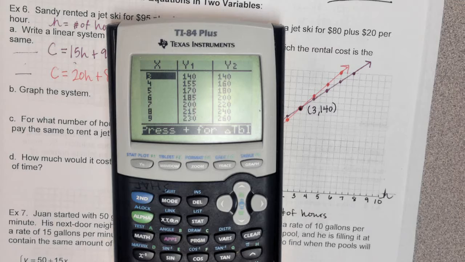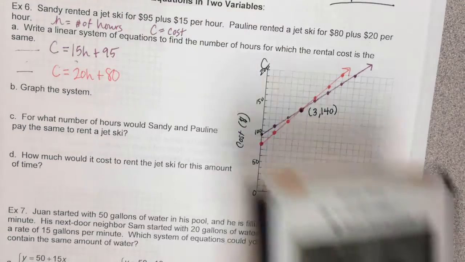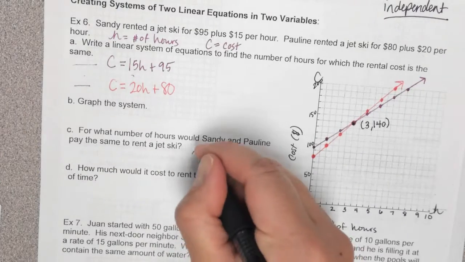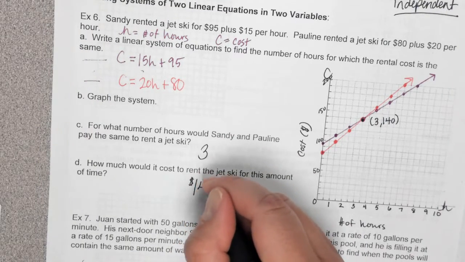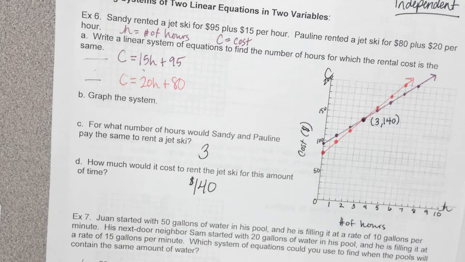Y'all did that in Algebra 1, right? Use tables all the time. Okay, so for what number of hours? 3 hours, and it would cost $140, okay?